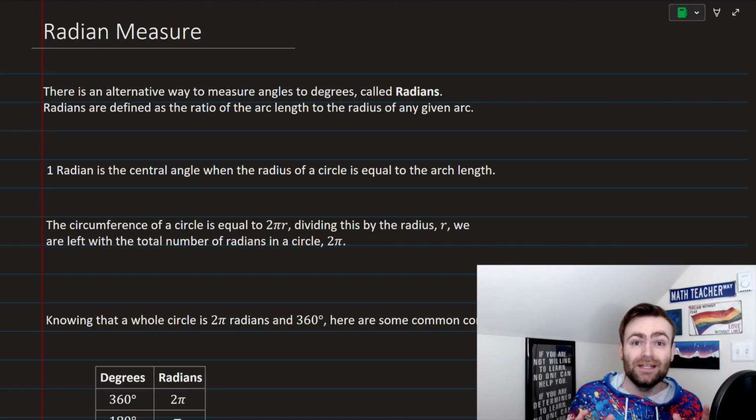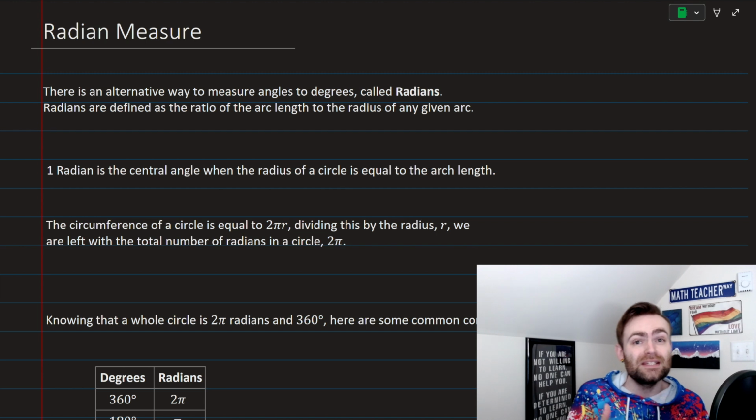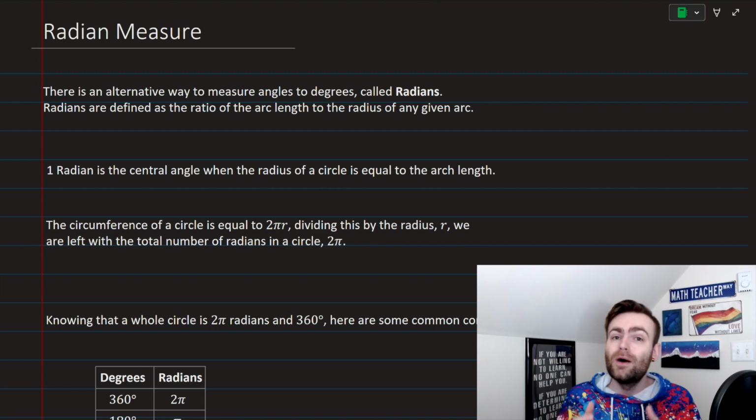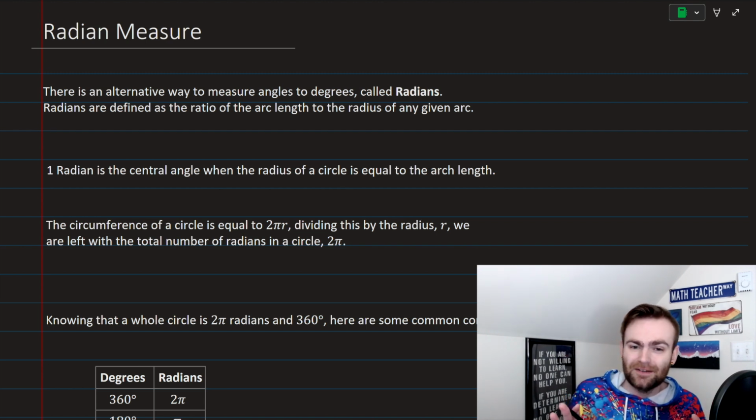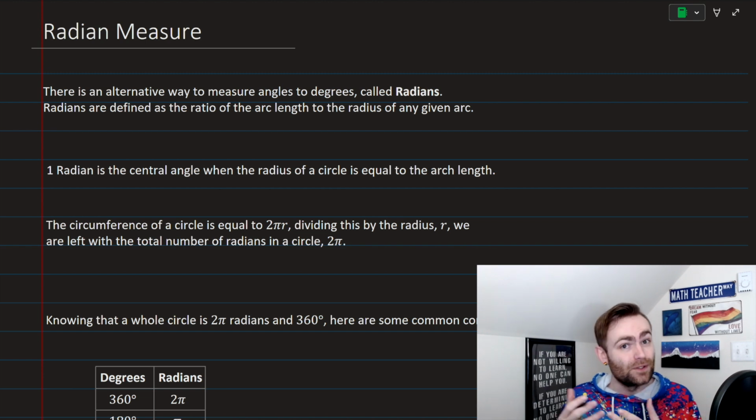So let's talk radian measure. You're used to measuring your angles in degrees, using 360 degrees as a whole circle. 360 was picked for a lot of different reasons, none of which have to do with the circle itself. So that's where a new way of measuring angles called radians comes in.